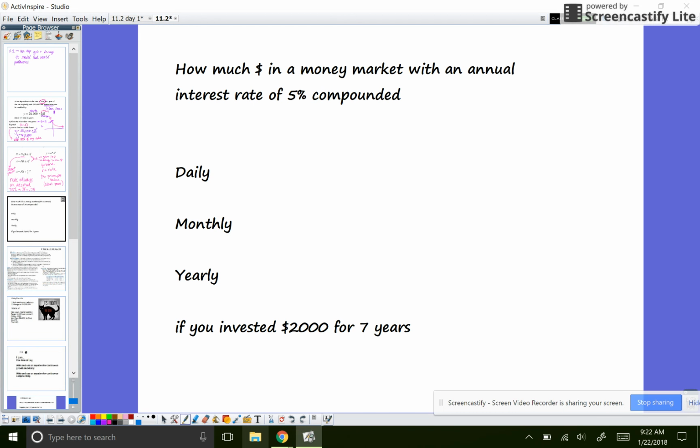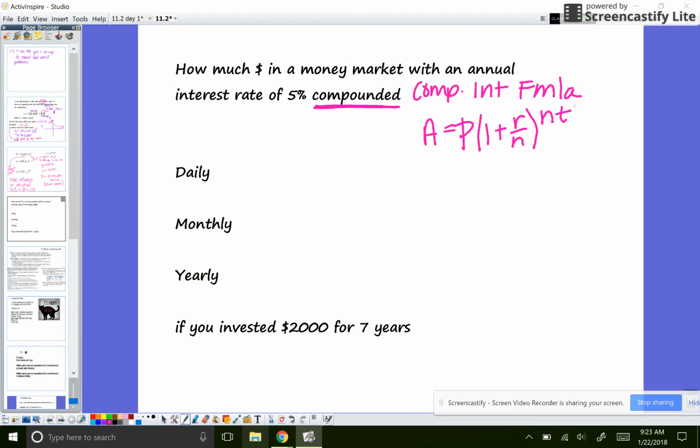So kind of jumping right into one of those problems, it says how much money in a money market with an annual interest rate compounded daily, monthly, and yearly. So when you see this word compounded, you know that you need to use the compound interest formula. And the compound interest formula is A, you can call A like answer, equals 1 plus r over n to the nt, where n is kind of like this new thing, the number of times your interest is compounded.